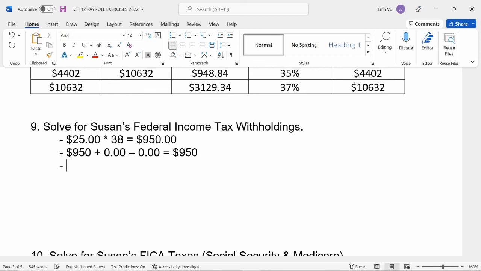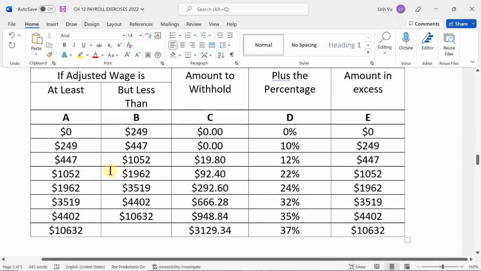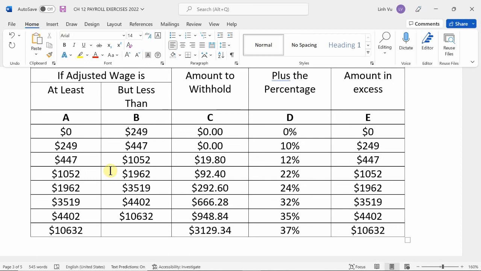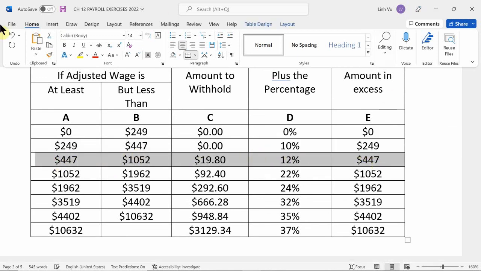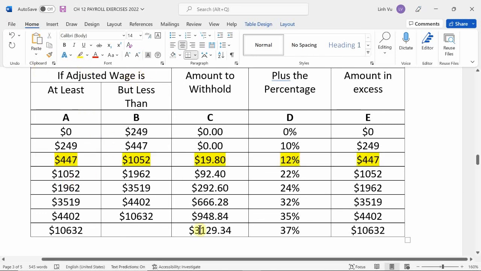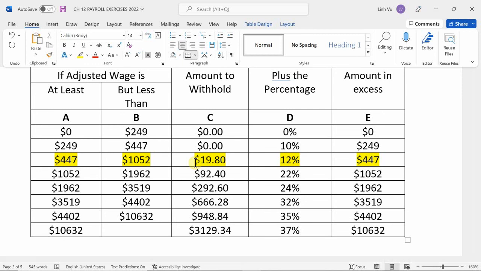So let's take a look at the table. Which bracket, or which line, is she going to be falling into? Third line, right? She's definitely earned more than $447. However, she's definitely earned less than $1,052, right? So therefore, let's go ahead and read this table. She's going to be subjected to $19.80 at a 12% tax rate at $447.